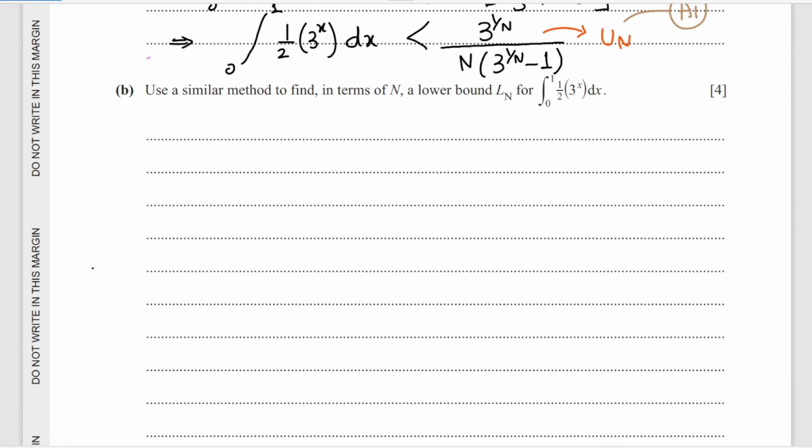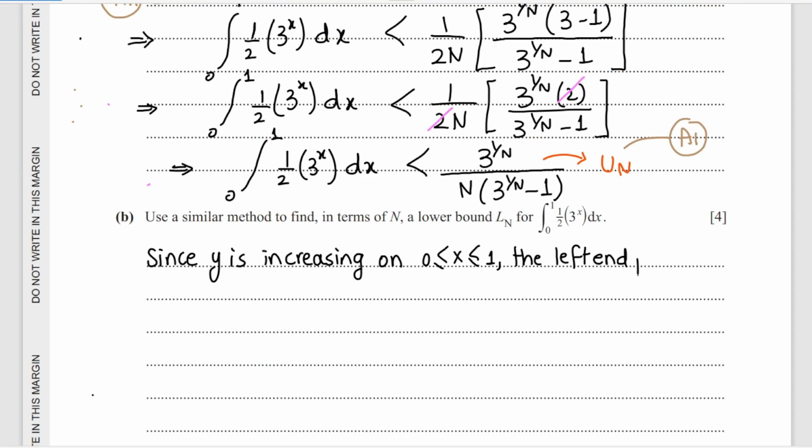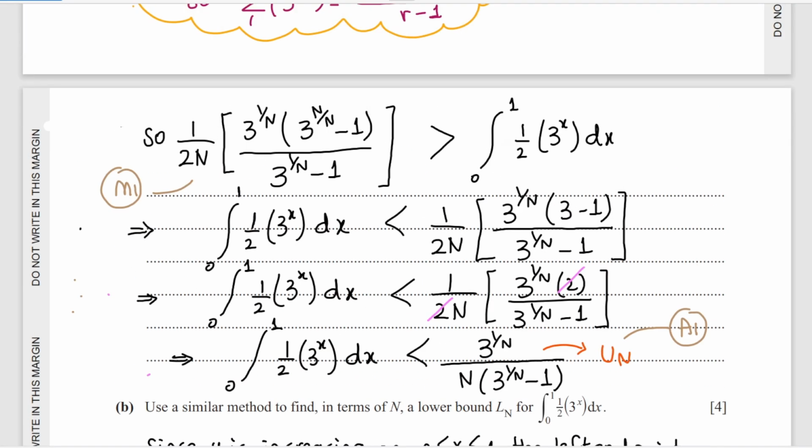In part B, we need to use a similar method to find, in terms of n, a lower bound, Ln, for the area under the curve. So let's analyze here. Now the rectangles will be under the curve, and since y is increasing on 0 to 1, the left end points give an underestimate of the area under the curve.